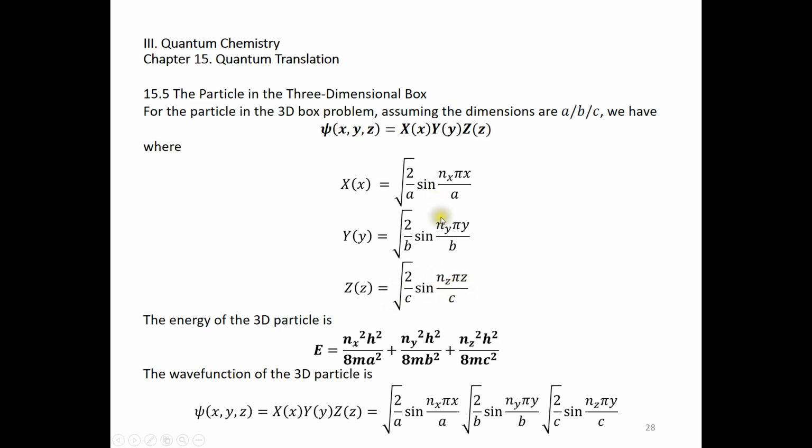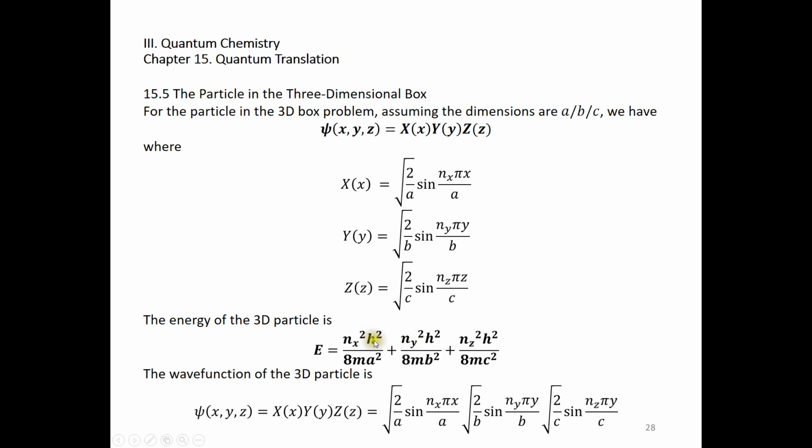Because the three quantum numbers in the three directions can be different, I'm using subscripts n sub x, n sub y, and n sub z as the quantum numbers in these three directions. The energy of this three-dimensional particle is the sum of its energies in the x, y, and z direction. They take the same form.